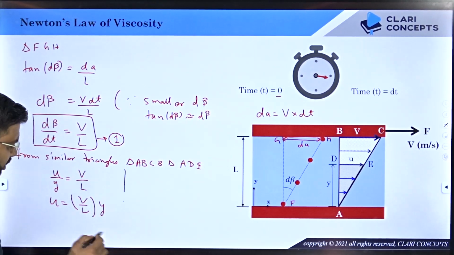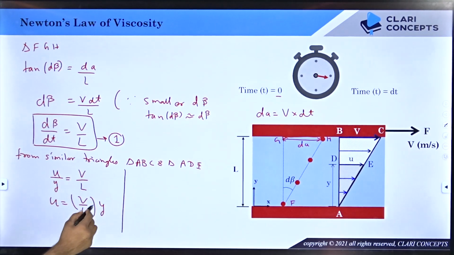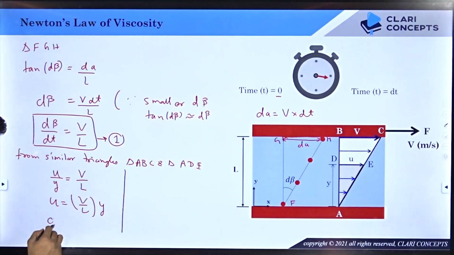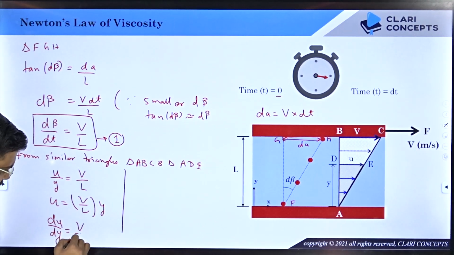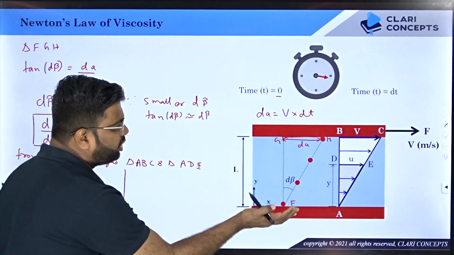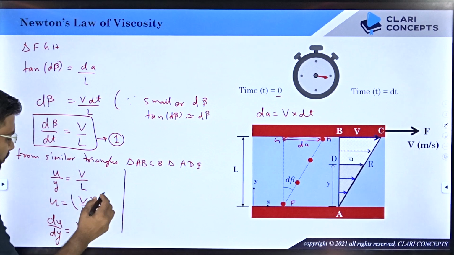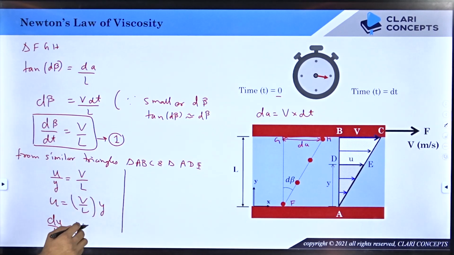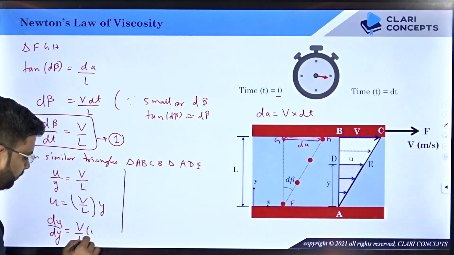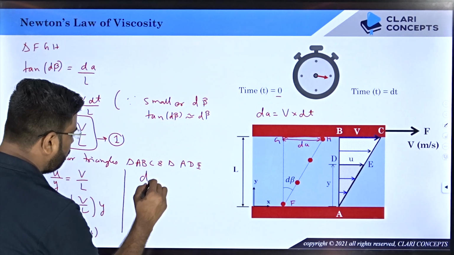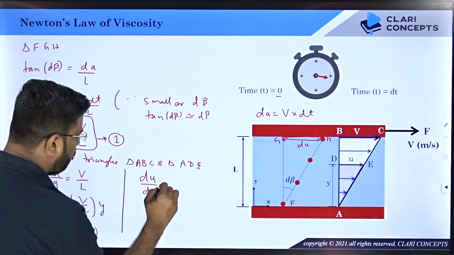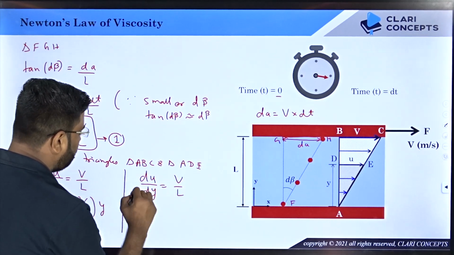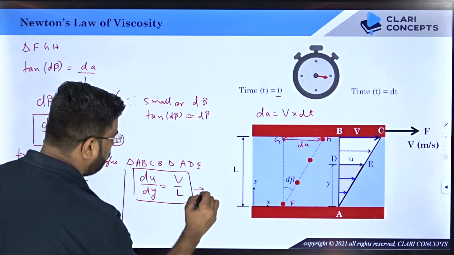Now if I differentiate this equation with respect to Y, what I will get is du by dy. V by L is constant. It is not changing with respect to Y, right? You can take it outside. Differentiation of Y with respect to Y, dy by dy is 1. So you will just put 1. So what you will get is du by dy is equal to V by L. Let us suppose this is equation number 2.